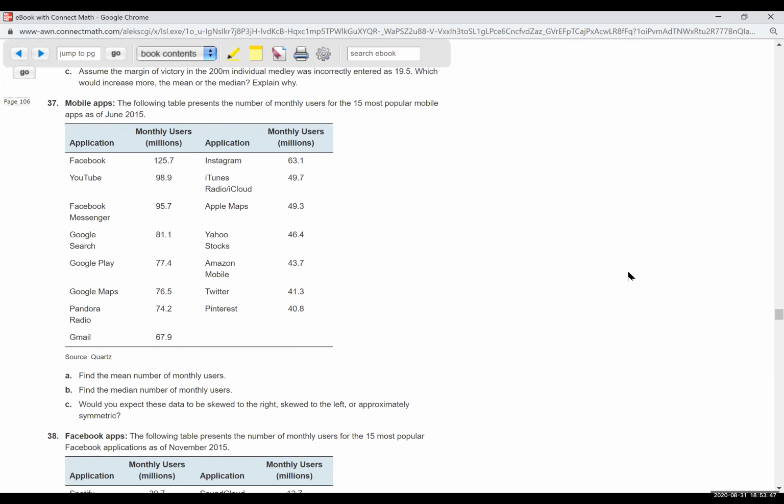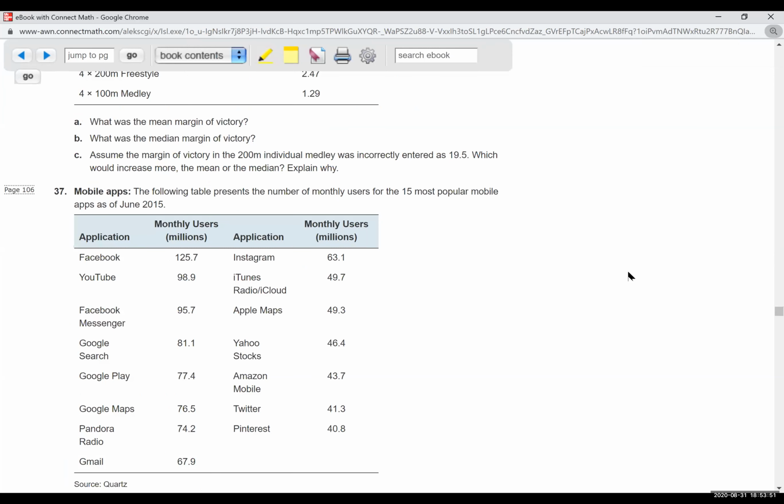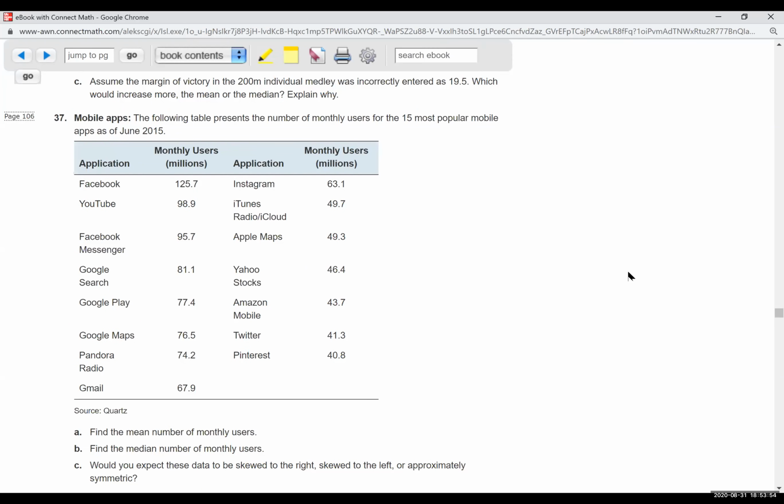All right, so we have here, can you see my screen? So mobile apps, these are all the apps, and the following table presents the number of monthly users for the 15 most popular mobile apps as of June 2015. So monthly users in millions. We're going to find the mean and the median of this.